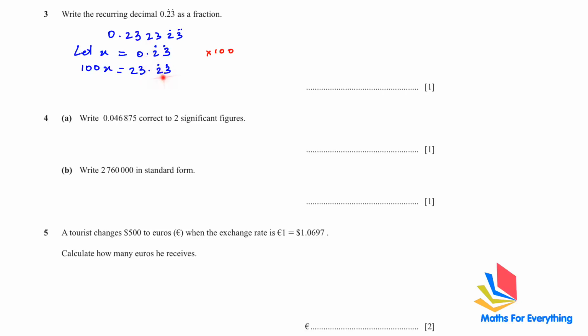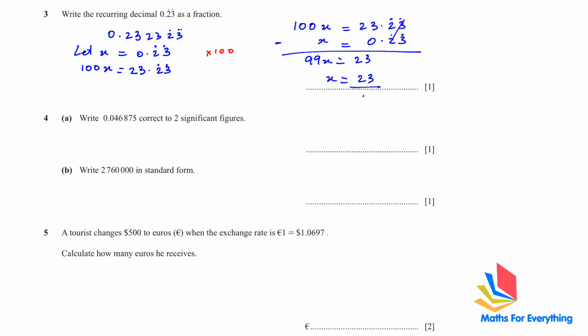The numbers after the decimal are now the same, so you can subtract them. So 100x is equal to 23.23 recurring. The recurring numbers are after the decimal. Subtract x is equal to 0.23 recurring. You have to know that after the decimal, the numbers must be the same. That is very important. So this will give us 99x. This will get cancelled. It will be 23. x is equal to 23 over 99.